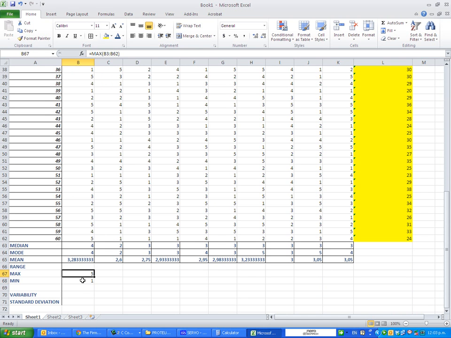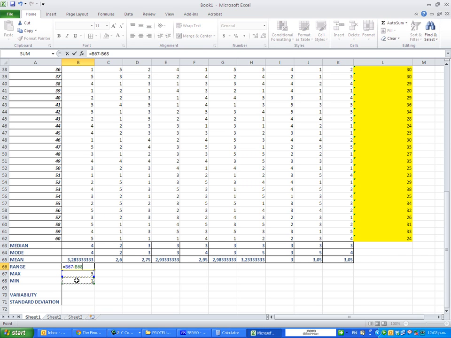Okay? So, the range of the numbers here, but it depends. Sometimes there's no 1. In this case, somebody chose 1. So, the range is going to be the maximum minus the minimum. So, what I'm going to do is that I'm going to write equal sign, maximum minus the minimum.